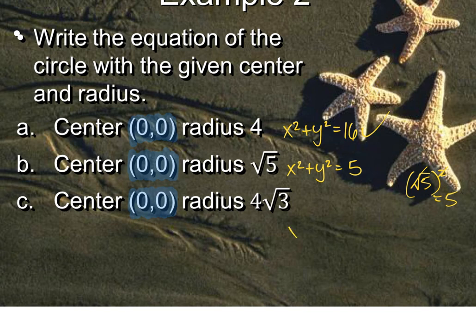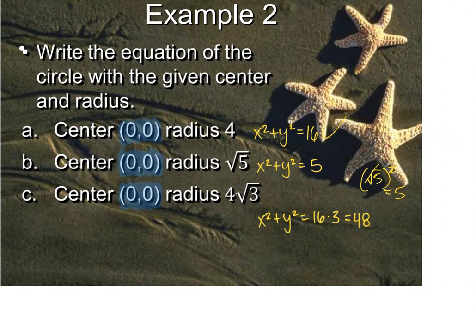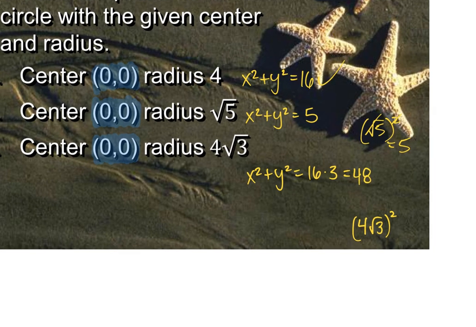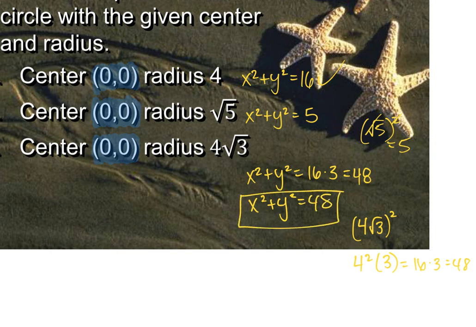What would the equation be for the last one? Xavier? X squared plus y squared equals 16 times 3. 16 times 3, which gives me 48. Okay? Now, let's talk about how we got 16 times 3. Xavier, how'd you get 16 times 3? Because you have to square 4 times the square root of 3, and the square root of square, you just take away the square root, and then 4 squared is 16. So it's 4 squared times 3, which gives me 16 times 3, which gives me 48. So your final answer, guys, I want you to write as x squared plus y squared equals 48.